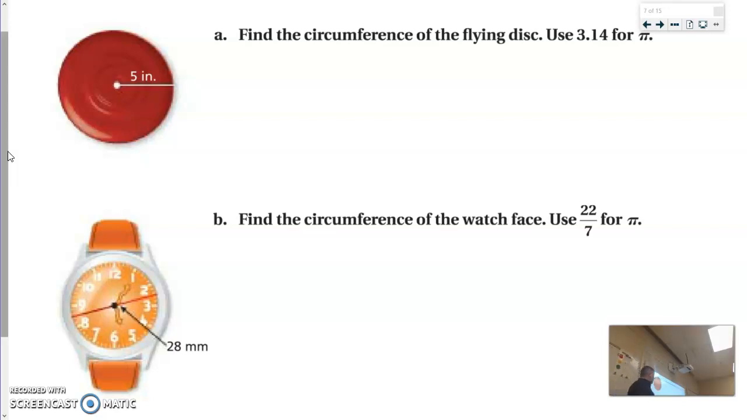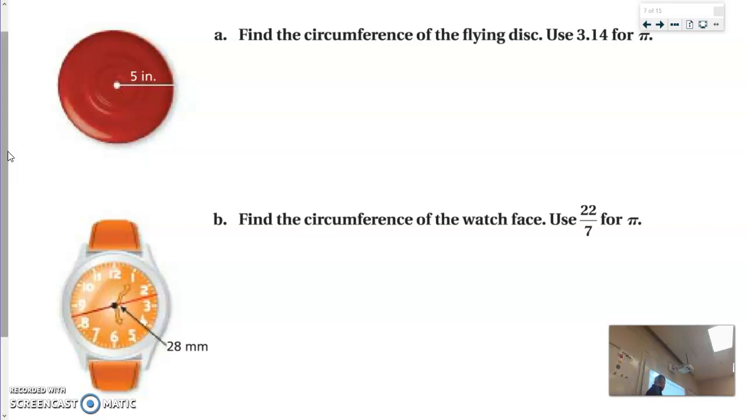All right, second one. Find the circumference of the watch face. Use 22/7. Now, here's why you might use 22/7. If I set this up, 28 is what? The diameter. So I'm going to go pi d. So if I use 22/7 times, I'm going to make this as a fraction like so.